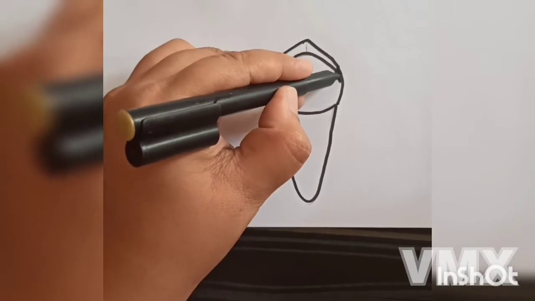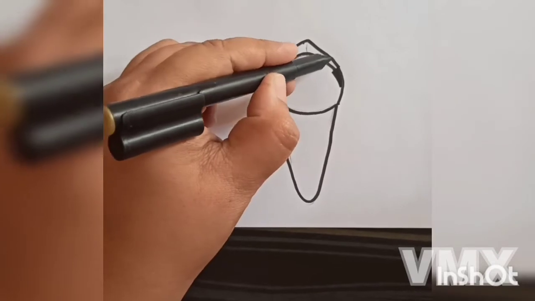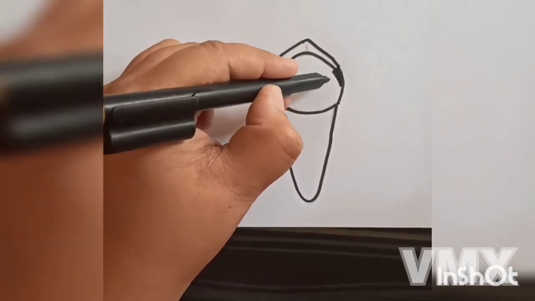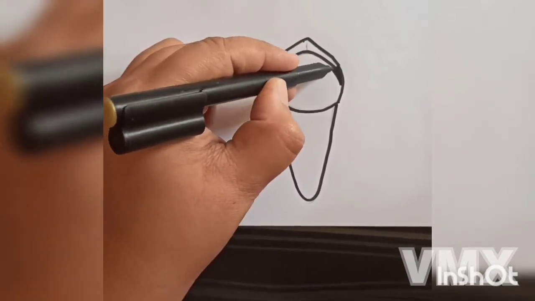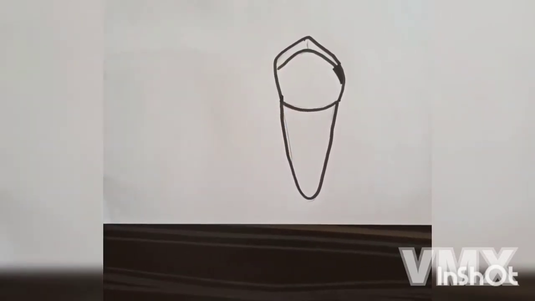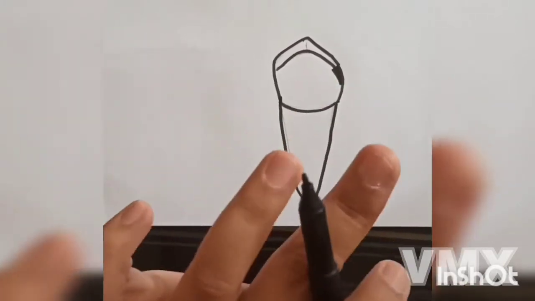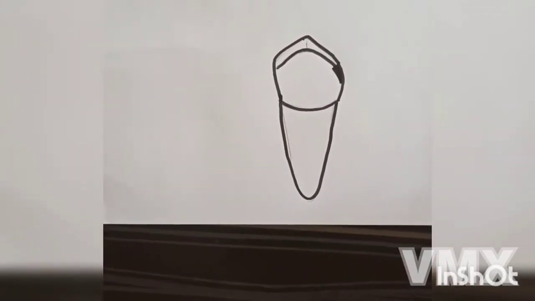Sometimes there can be a developmental depression here on the distal side, just where the distolingual cuspal ridge ends. There we can see a developmental depression sometimes. Otherwise, there are only 2 cusps seen. All the other features remain the same.